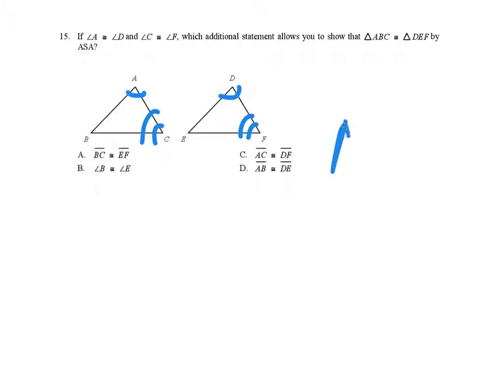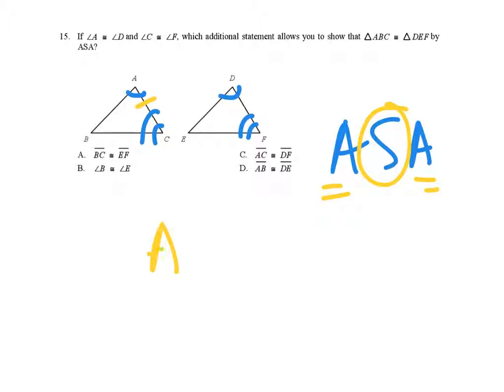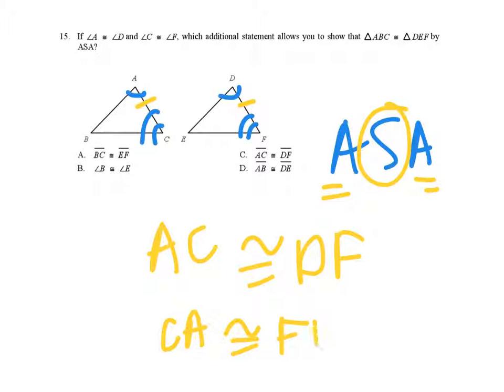And we want to use angle, side, angle, and the key here is that the side needs to be between my two angles. So in my first triangle, we need AC. In my second triangle, we need DF. So we're looking at AC is congruent to DF. In theory, you could also write this as CA is congruent to FD. So we are looking for one of these two options.